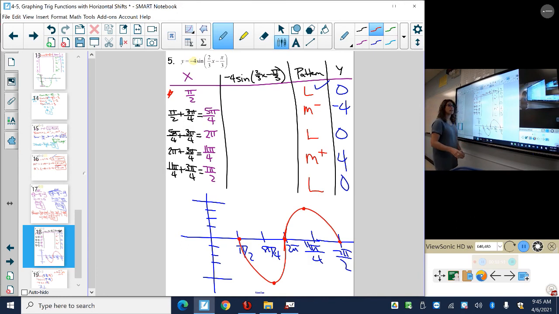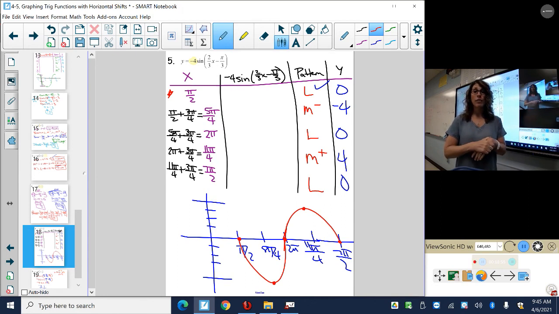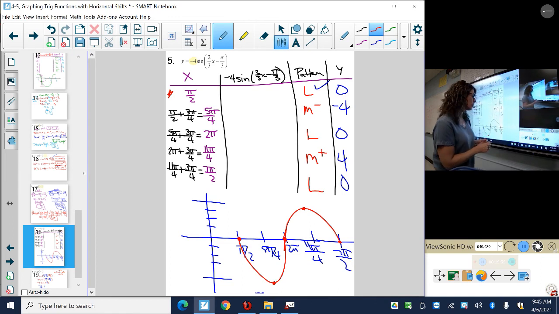Okay? I expect to see all 6 graphs. This is going to be worth 6 points tomorrow. Half a point for the problem work, and then a half a point for the graph for each problem. If you have any questions, please let me know.